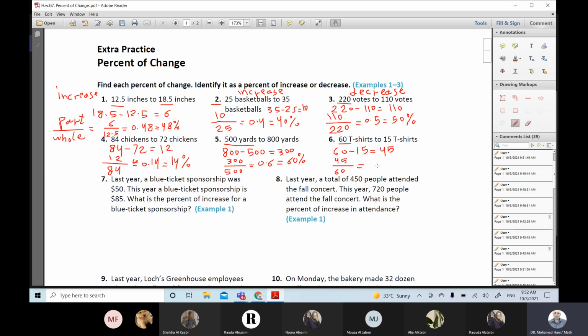Now we want to divide 45 divided by 60 will be 0.75. Means we have 75%.